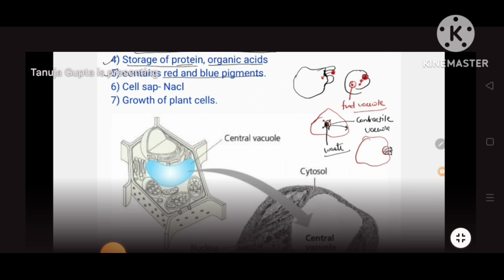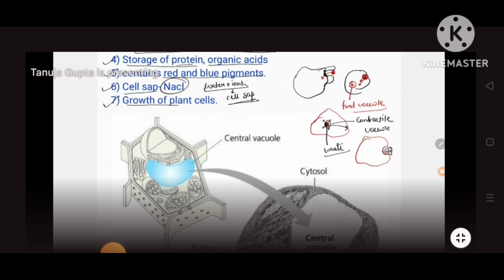It also contains red and blue pigment as well. Okay, it also has NaCl, I mean ions also. This is called cell sap. When there's water and ions, combined it is known as cell sap. We say cell sap in case of plants. Okay, this is what I am talking about, plants, not animals, because vacuoles are actually present in plants. In animals they are present but in a very small size.